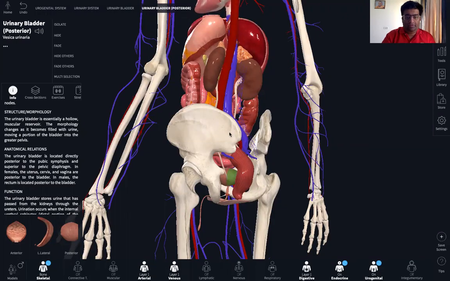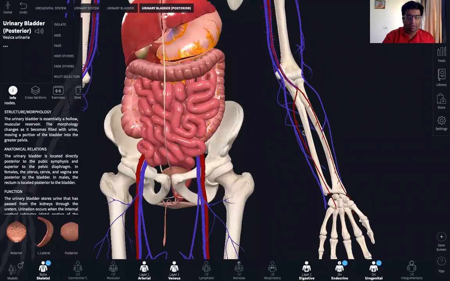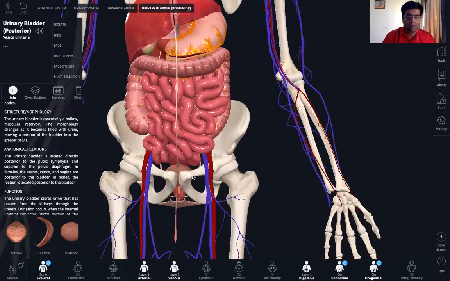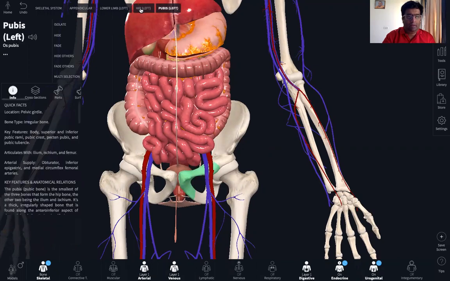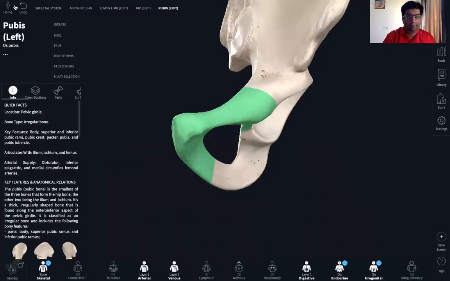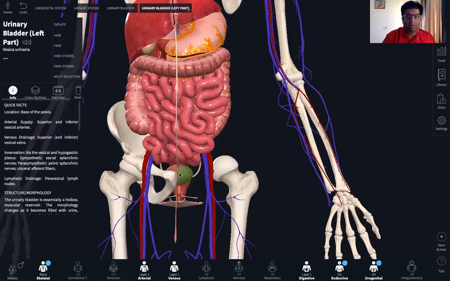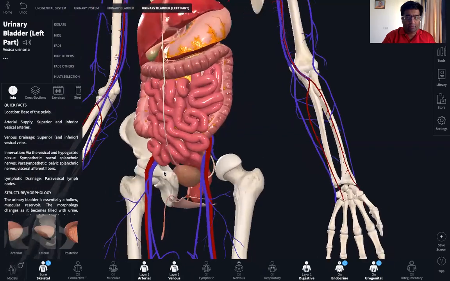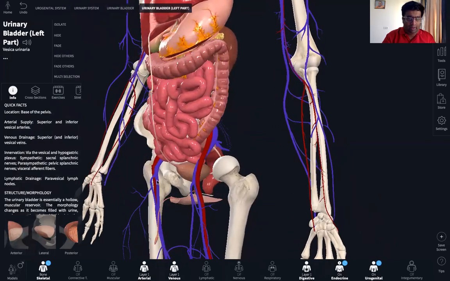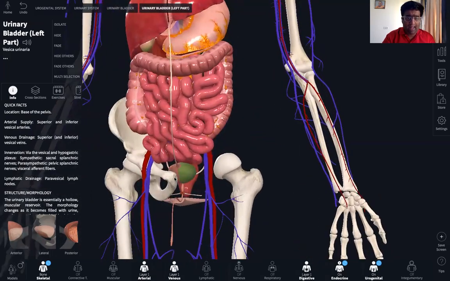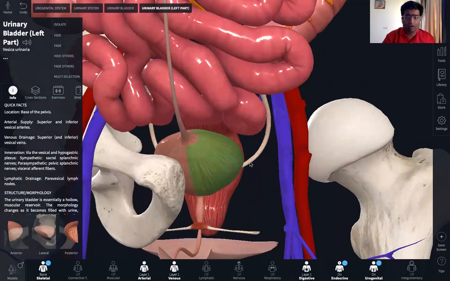Now coming to the position of the urinary bladder, if I show you the position of the urinary bladder by just hiding one pubic bone or one hip bone here. Yes. So you can see here, it is located in the lower abdomen, just behind the pubic symphysis. I repeat, the urinary bladder is located in the lower part of the abdomen, just behind the pubic symphysis. Now, the ureter runs obliquely and opens into the urinary bladder from behind.